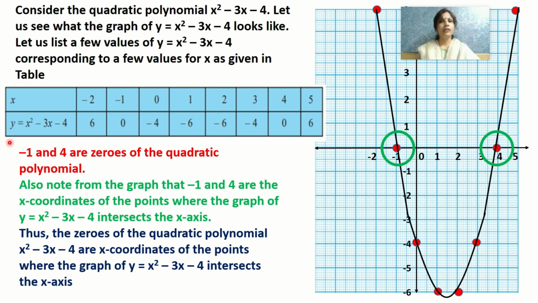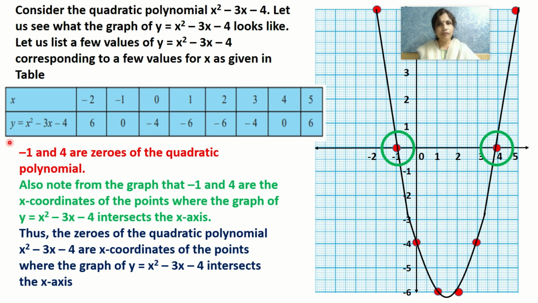Also note from the graph that minus 1 and 4 are the x coordinates of the points where the graph of y is equal to x square minus 3x minus 4 intersects the x-axis. Alright, thus we can conclude that the zeros of the quadratic polynomial x square minus 3x minus 4 are the x coordinates of the points where the graph of y is equal to x square minus 3x minus 4 intersects the x-axis. So keep this in mind. If it is a linear polynomial, it will have 1 zero. If it is a quadratic polynomial, then it will have 2 zeros.